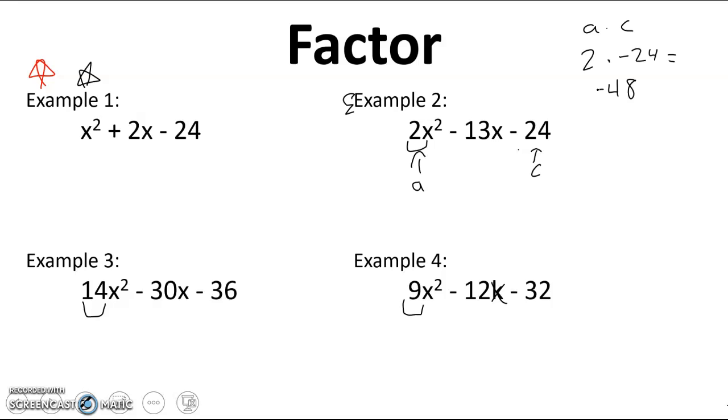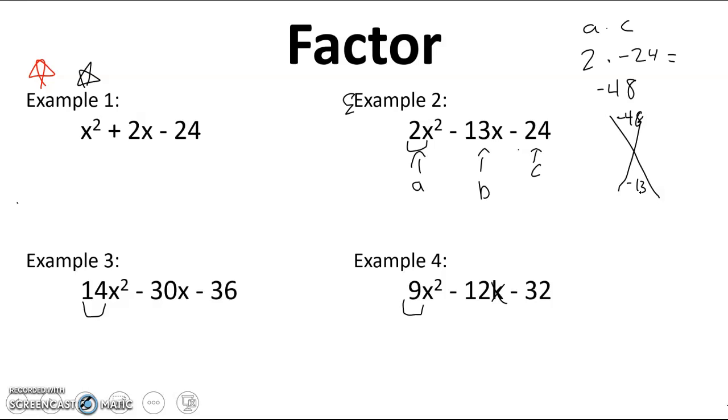Now what we do is set up our little diamond thing, and again, I want to stress this isn't a required thing for you to do. This is just a tool to help you guys out. It looks like a lot of you like using this, but you don't have to use it if you don't want to. So you've got negative 48 on the top, and then on the bottom, remember, we put our b value, which is the number out in front of the x, which is negative 13.